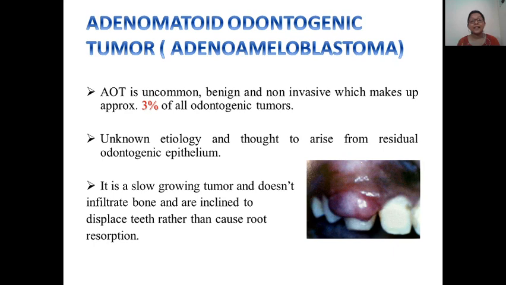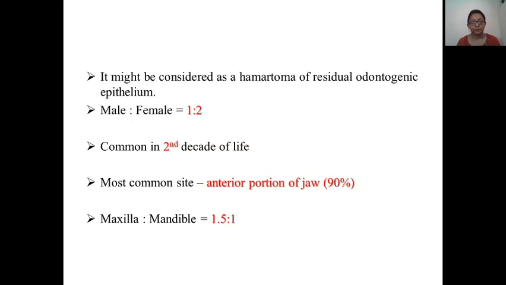Usually it occurs in the anterior part and mostly the maxilla. It might be considered as a hamartoma of the residual odontogenic epithelium. When we see the male and female predilection, it is of 1:2 ratio. It is most common in the second decade of life, but happens in the third and fourth decade also. The most common site, as I have already said, is the anterior portion of the jaw in 90% of cases. Maxilla to mandible, the ratio is 1.5:1, but some books suggest a 10:1 ratio is also found, but anyhow the maxilla is more affected than the mandible here.